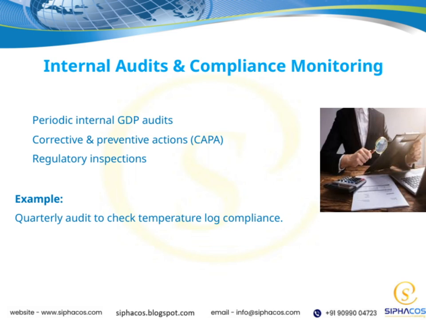Another key aspect is corrective and preventive actions, or CAPA. When we find something that's not in compliance or could lead to a problem, we take immediate corrective steps. But we also look ahead and implement preventive measures to avoid similar issues in the future. It's all about continuous improvement and maintaining high standards.